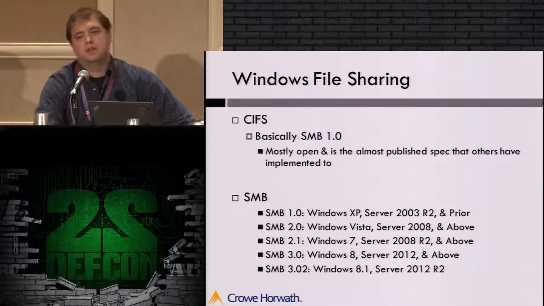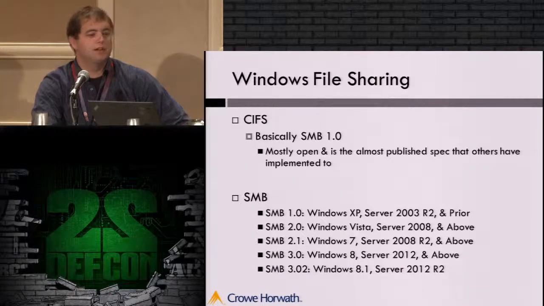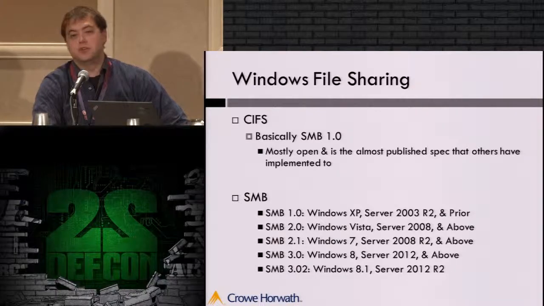Since Windows 3.1, Microsoft has had networking built into Windows and some kind of SMB. SMB was originally developed at IBM, and then Microsoft kind of took it and ran with it, and pretty much every major version of Windows with a release brings a new version of SMB.